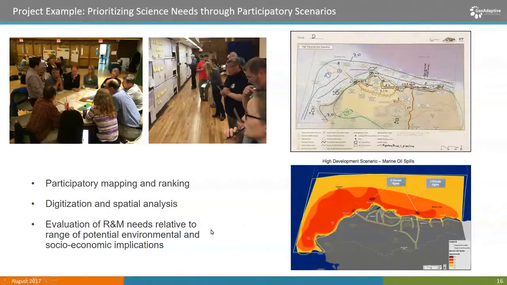We also evaluated the research and monitoring needs. One thing that's important to note about the organization of the groups is that during the first two workshops, we actually tried to bring in people with very different backgrounds into each breakout group. Whereas in the final workshop with the research and monitoring needs focus, we grouped together people by their area of expertise. So people with a hydrology background were together, people with a wildlife biology background were together, et cetera.